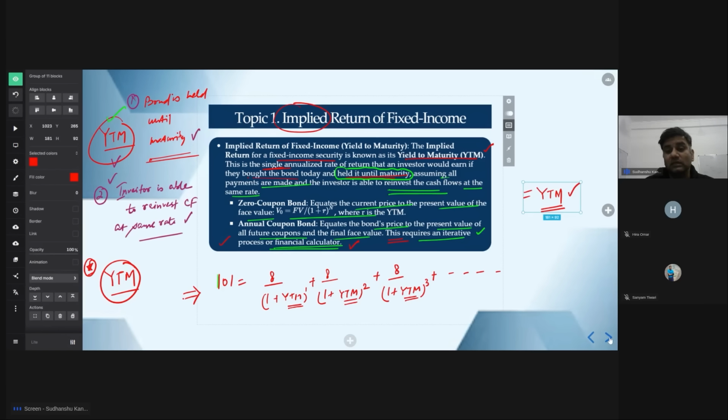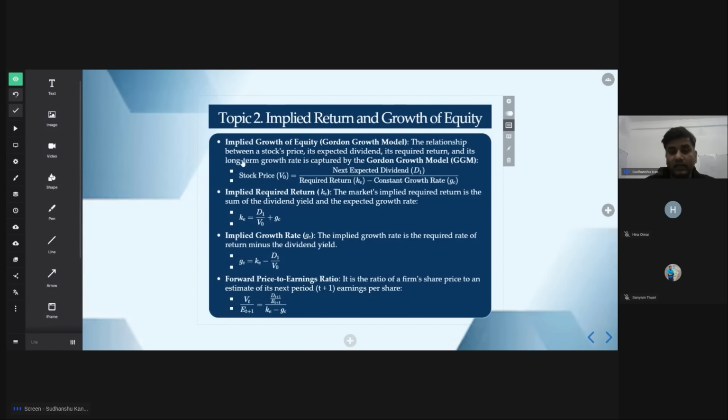Now the question comes to implied return and growth of equity, especially the implied return of equity. Here we have another model, the Gordon growth model. The Gordon growth model gives you the relationship between a stock price, its expected dividend, expected, not the previous dividend. Expected dividend means next dividend. Its required return and its long-term growth rate are captured by a model called GGM, the Gordon growth model.